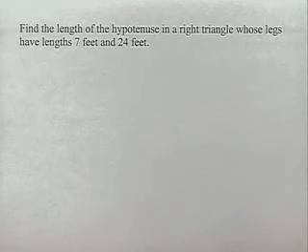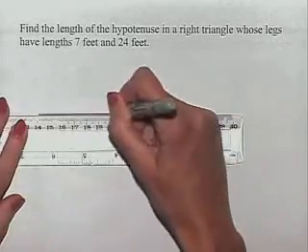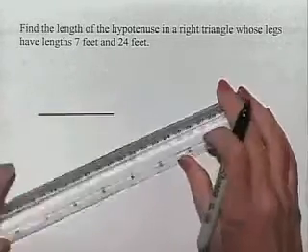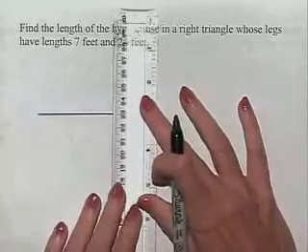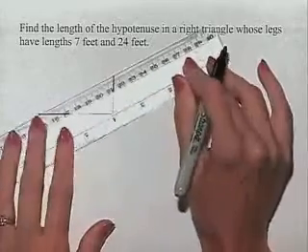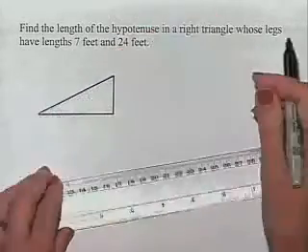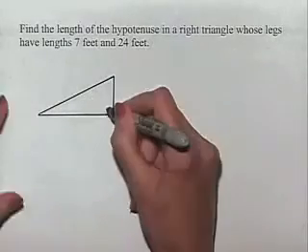Now here's a problem dealing with a right triangle. Find the length of the hypotenuse in a right triangle whose legs have lengths 7 feet and 24 feet. Well, let's just sketch this out real quickly. I'm just going to draw a right triangle. I'm not so worried about making sure that I have the same lengths of sides or angles. I'm just trying to get a quick sketch of a right triangle, and I'm going to label some things here.